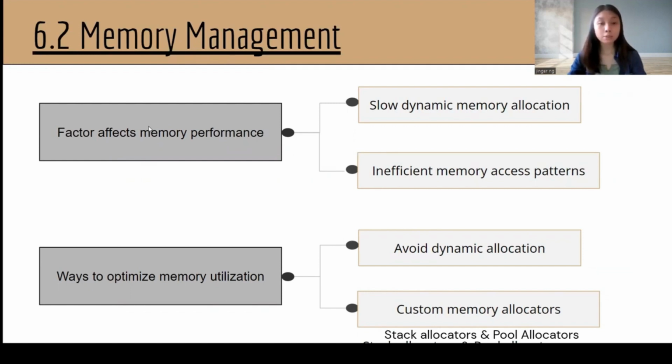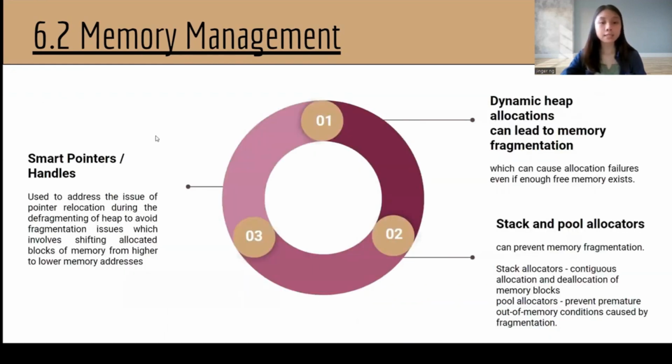There are two common types of custom allocators used: the stack allocators and pool allocators. And there are also other subtopics discussed in this chapter. Dynamic heap allocations can lead to memory fragmentation, which will cause allocation failures even if there is enough free memory. Besides, using the stack and pool allocators can help to prevent memory fragmentation.